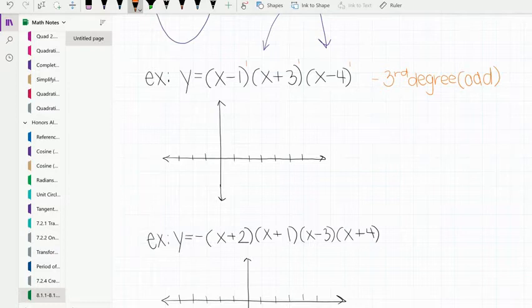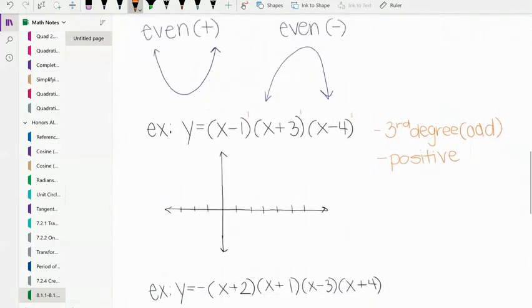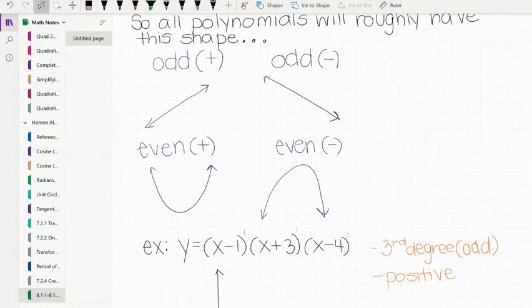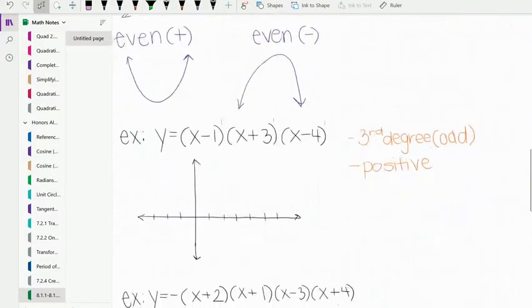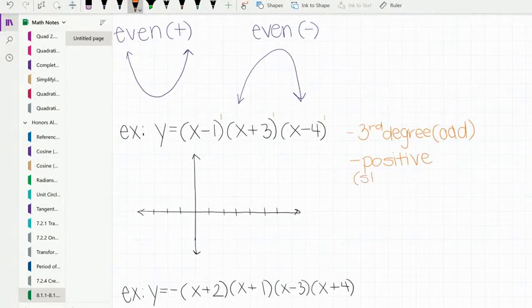The next thing we want to know is, does this open up or down? And it opens upward, so it's positive. I shouldn't necessarily say open because it depends on what degree it is, but we just know that it's positive. And because it's odd positive, I'm looking at my little polynomial Bible here. It's odd positive, so it starts down, ends up. That's very important to know.